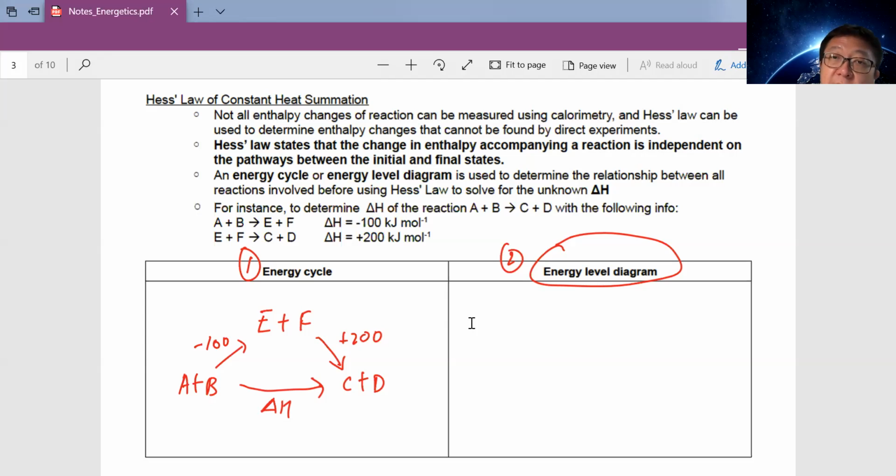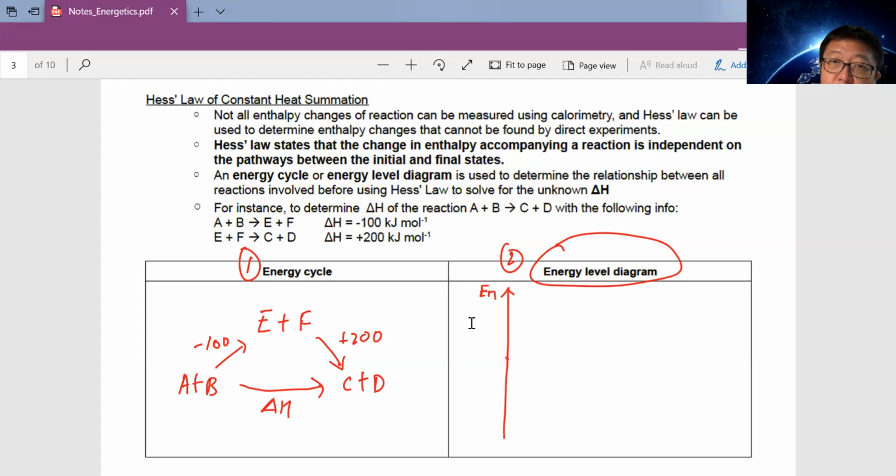Okay, energy level diagram, you know how it looks like, right? Always remember there's the axis, energy. That's why it's called energy level diagram. Okay, so remember what I'm going to teach you now. First you can see here, A plus B gives you C, E plus F, right?